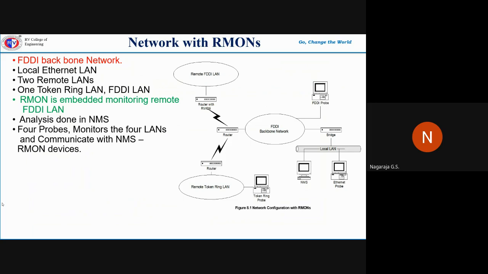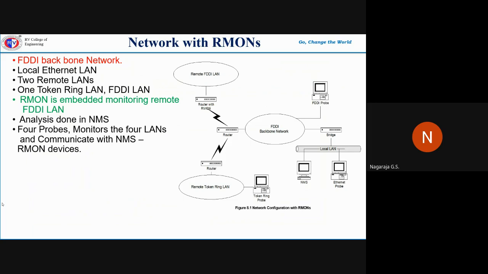Whatever I have already mentioned regarding network configuration with RMON, if you look at it, you can understand here. Just see here. At the core, you have an FDDI backbone network, as I mentioned earlier. On the right hand side, we have an Ethernet LAN with an Ethernet probe, which is an RMON probe again, on the extreme right. And apart from that, you have an NMS also.